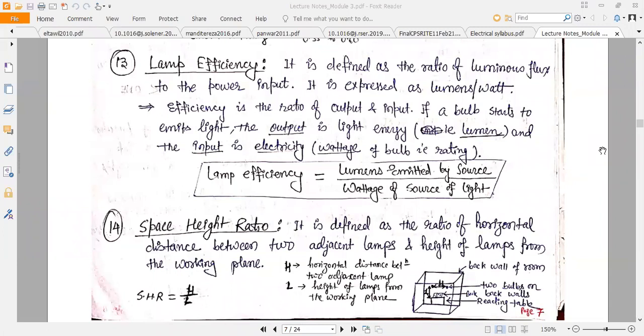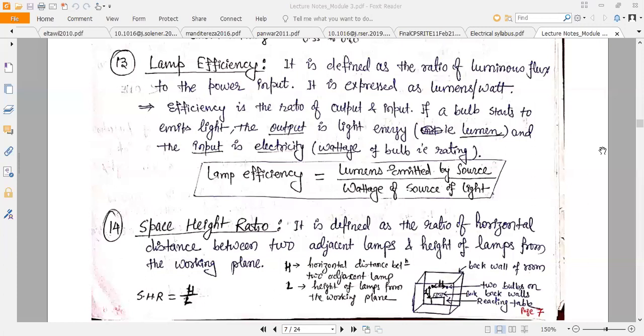Okay, so I was talking about the lamp efficiency. It is the ratio of lumens emitted by the source divided by the wattage of the source of light. The output is the lumens emitted from the source, and what is the input? It is the wattage of the source of light.